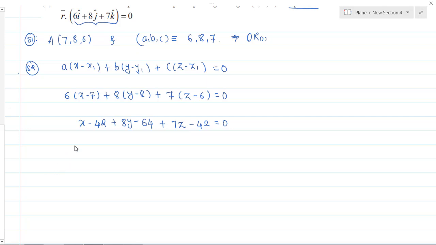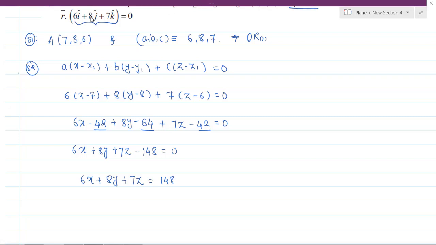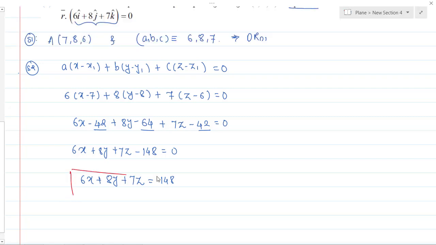So what I have here is x plus 8y, sorry, it should be 6x. So it is 6x plus 8y plus 7z, and we have minus 42, minus 64 and minus 42, which is nothing but minus 148, equals 0. That's it. This is the required equation. You can write it in standard form: 6x plus 8y plus 7z equals 148. This is the required answer for this question. Very good.